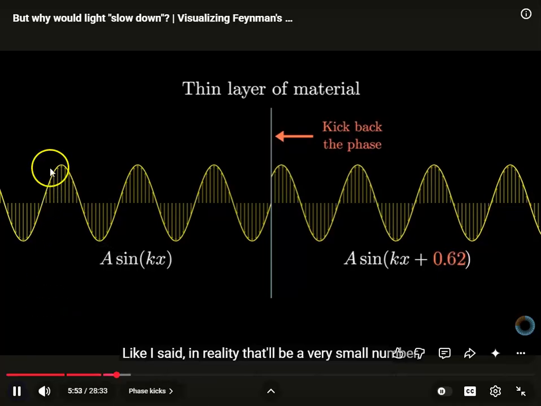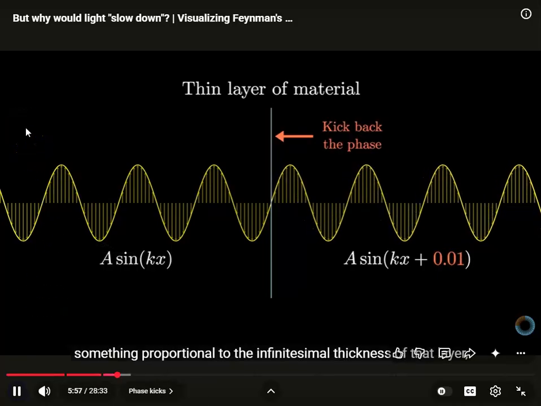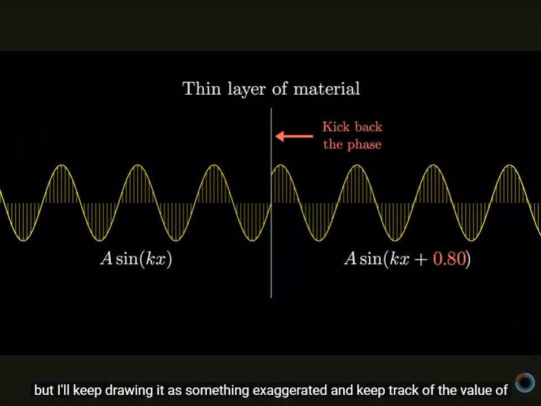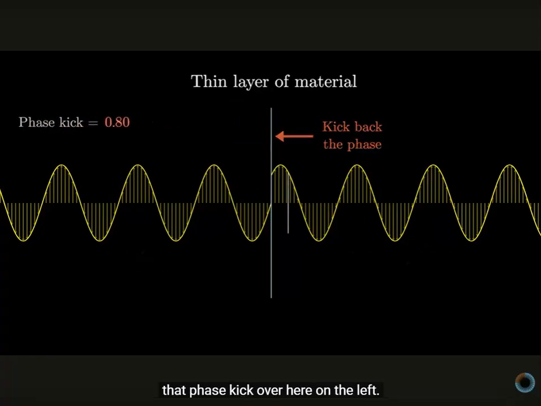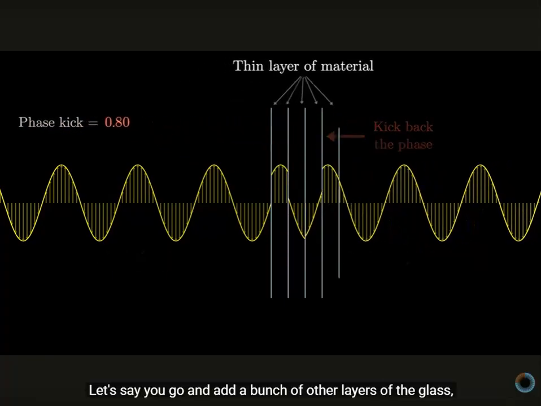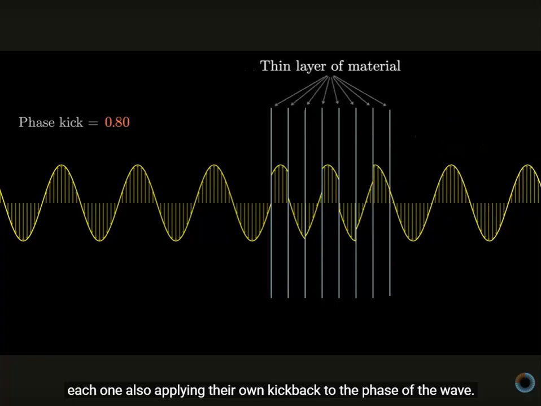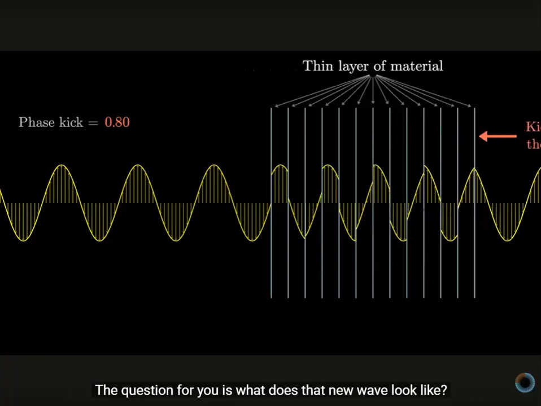Like I said, in reality, that'll be a very small number, something proportional to the infinitesimal thickness of that layer, but I'll keep drawing it as something exaggerated and keep track of the value of that phase kick over here on the left. Let's say you go and add a bunch of other layers of the glass, each one also applying their own kickback to the phase of the wave. The question for you is, what does that new wave look like?